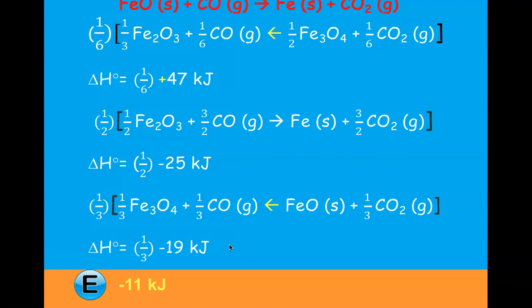So not all problems are going to be this crazy with fractions. Usually it's going to be whole numbers or a 1/2. But the idea is still the same: multiplying by some factor to make everything work out and match the overall reaction above.